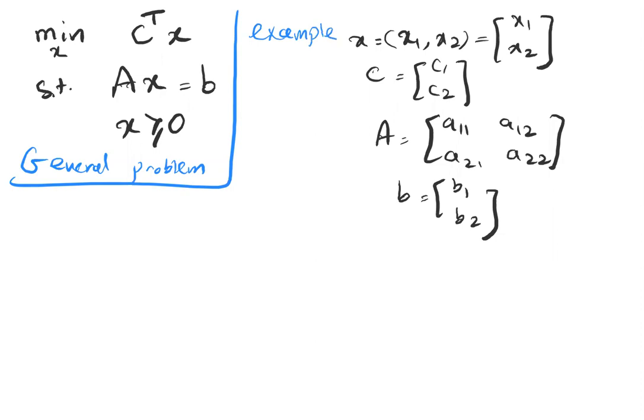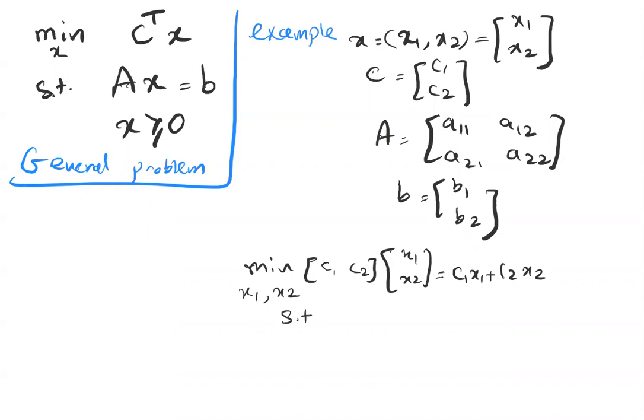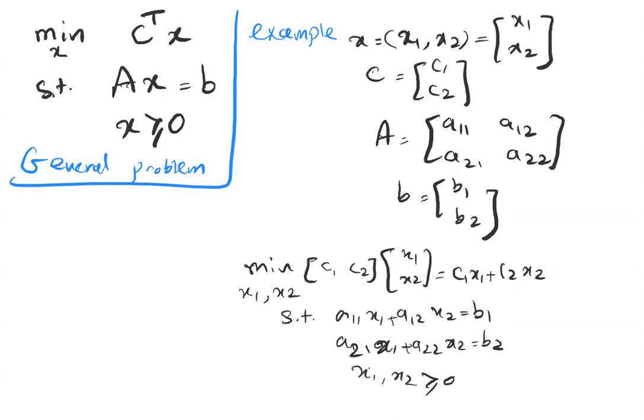All right. For our example, we are going to have minimizing C transpose X, which is C1, C2 multiplied by X1, X2, which is C1 X1 plus C2 X2. X1 and X2 are our variables subject to A11 X1 plus A12 X2 is equal to B1, A21 X1 plus A22 X2 is equal to B2. And also X1 and X2 are positive.